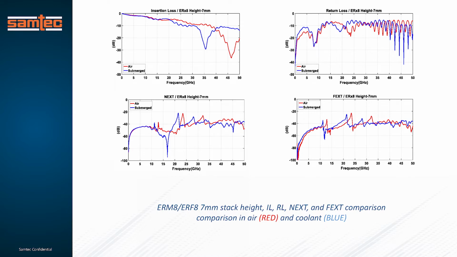This series we're looking at is the ERM8 and ERF8, or the Edge Rate series. Again, the air is in red and the coolant is in blue. You see a slight shift to the left on the graphs based on the coolant. The coolant does have an effect, but for this speed and this connector, it's less than 7% overall. The resonant points do shift to lower frequency, and the propagation delay increases at the lower impedance. These are shown by the red and blue graphs.